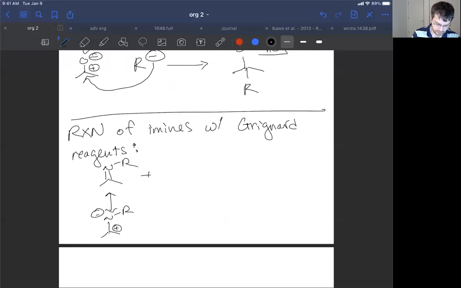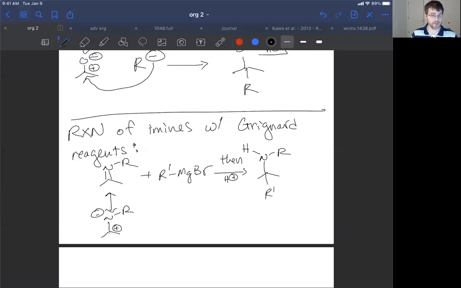Okay, so we're going to have our imine. I'm going to put an R prime just to show the two R groups are different. But we're going to react these things together under the same sorts of conditions to give rise to H on the nitrogen, R prime on the carbon. It's basically the Grignard reaction again. We just have a different pi bond that we're adding to.